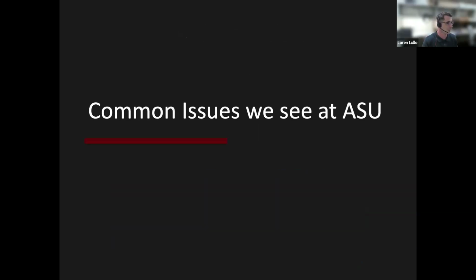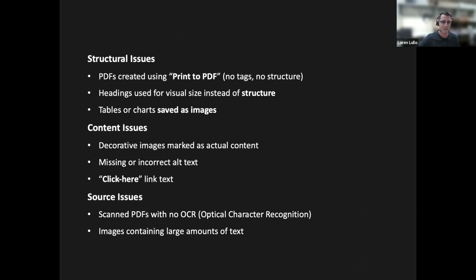Okay, moving on. Common issues I see at ASU, and when I say common issues I see at ASU, I more so mean common things that I've seen myself doing and never really thought about before. I broke them up into three categories. So structural issues, PDFs using print to PDF. This is something I used to do probably daily, with no thought. When you take a PDF and you print it or print to PDF, you're basically flattening it, removing all of the structure that's been built into there, if any. So that's something I really try to avoid now.